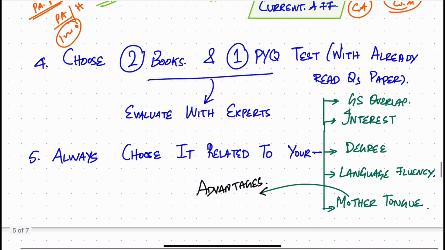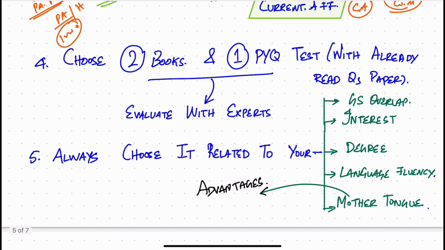Then suppose, sir, I am confused between anthropology, sociology, and geography. Already you can eliminate by short syllabus, long syllabus, and love for the subject. Then you can remove geography. Still, if you can't decide, there is one more method, for mains. If you have time, do this exercise, or else don't.